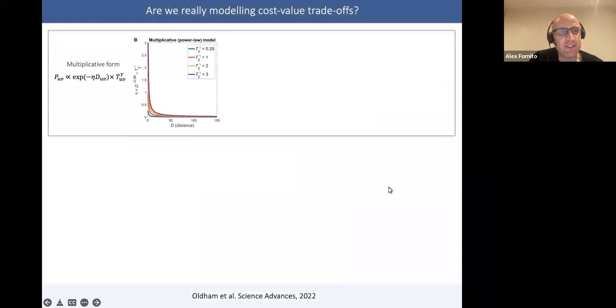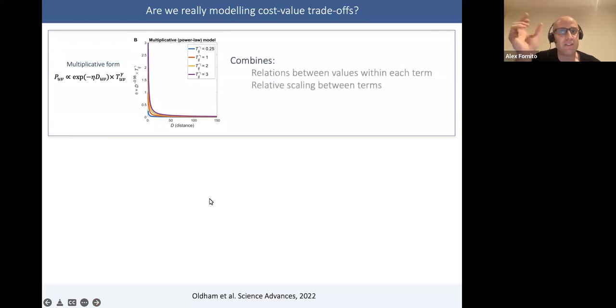So remember here, this is the basic form of the trade-off model, and it has this multiplicative form here where we've got this distance penalty times a topological term. Now, the key thing to keep in mind here is that these values are not actually probabilities themselves. And so this multiplication creates a dependence between the two parameters. And it means that the values eta and gamma have got two roles. They control the relationship between the values within a term, so for example, between the values of t and gamma. And also the scaling between the terms, so the relative importance of topology versus distance.